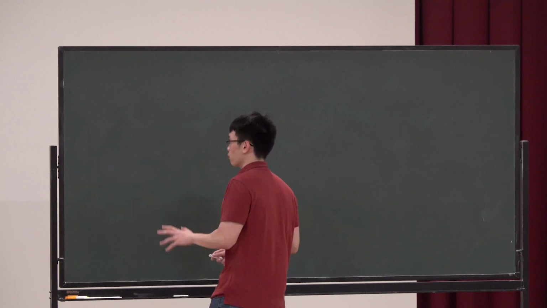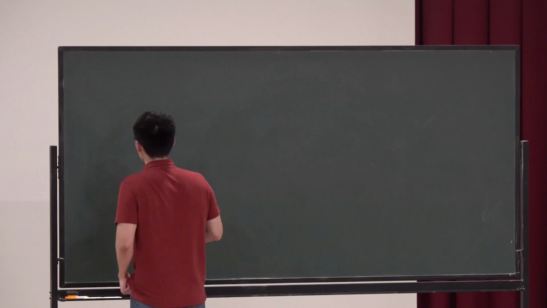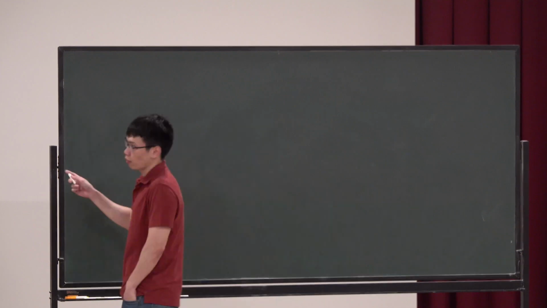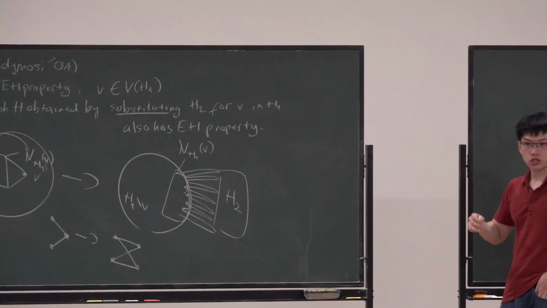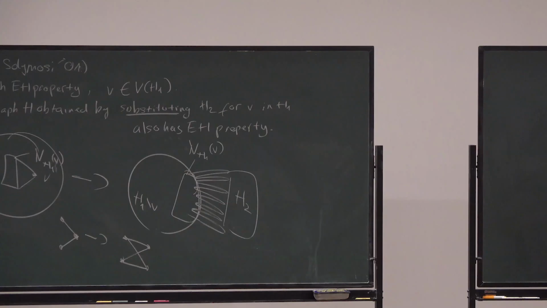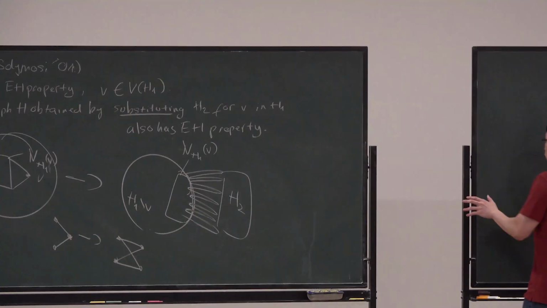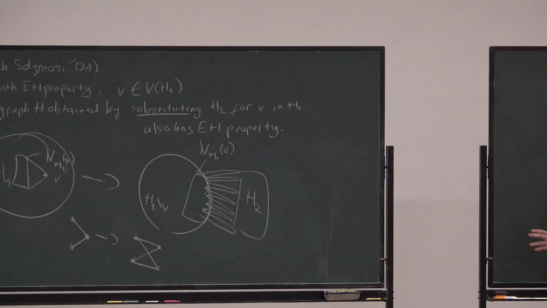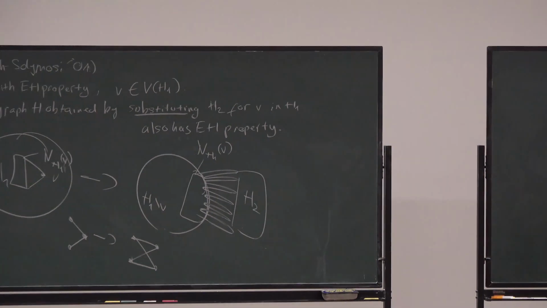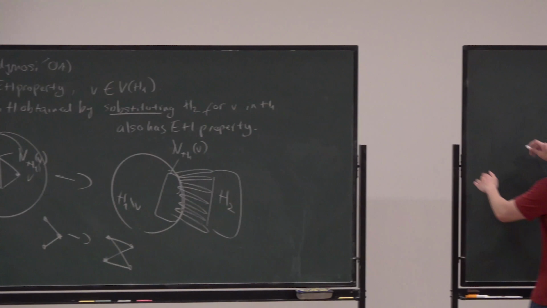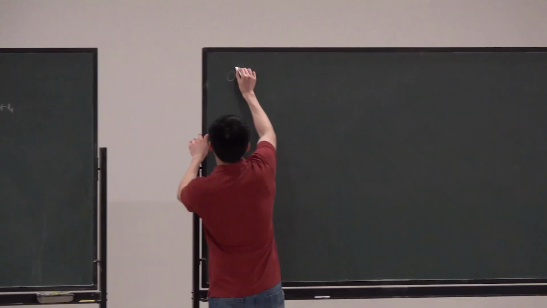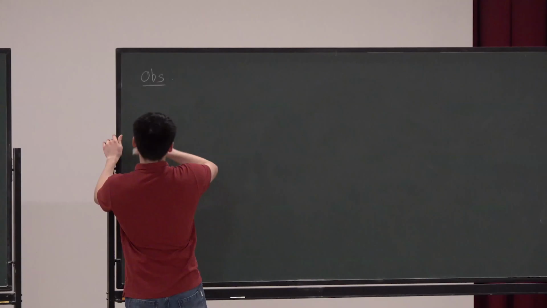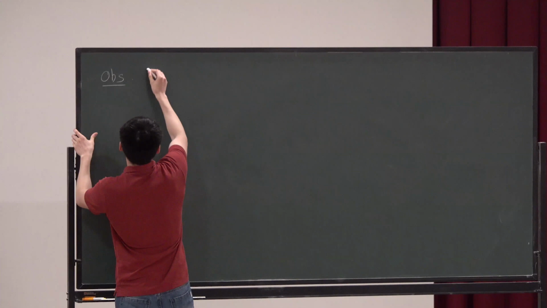So let me go through the rough idea of this first. The idea here is trying to generate lots of copies of H1 inside a big host graph G. In order to do so, let me try to rephrase what it means for a graph H to have the Erdős-Hajnal property. Okay, so here's the observation: H has the Erdős-Hajnal property.